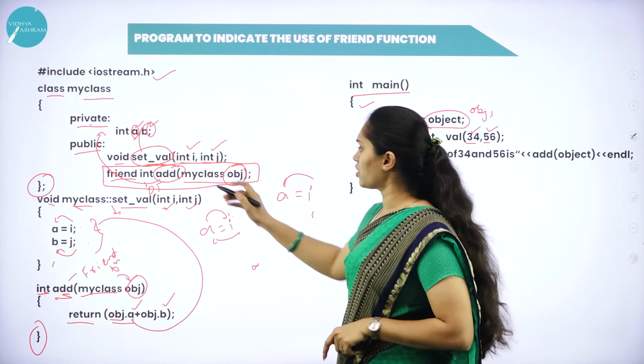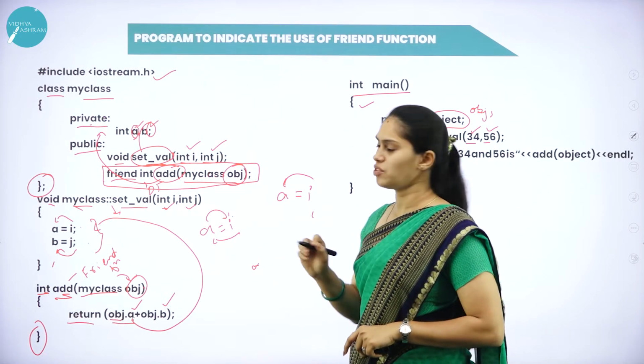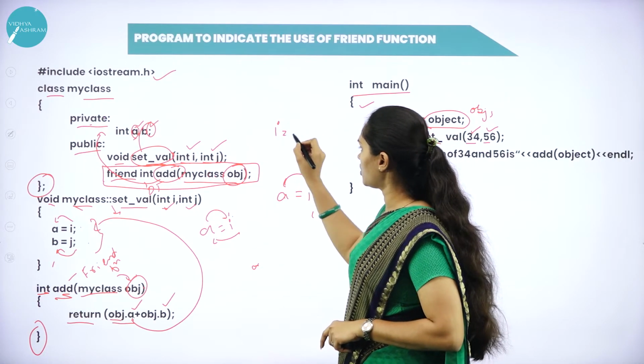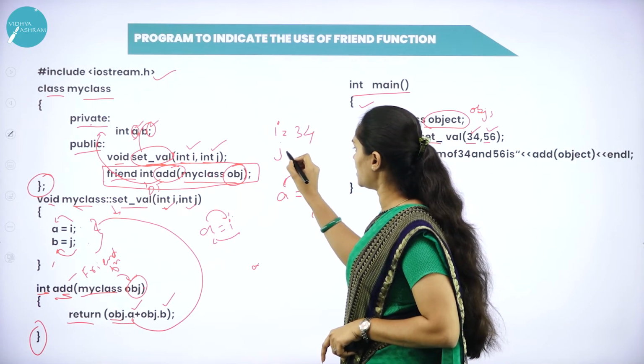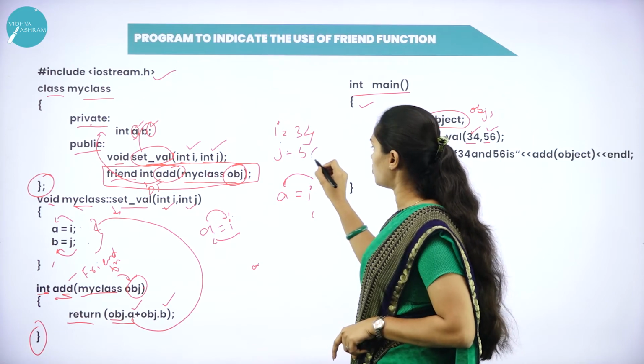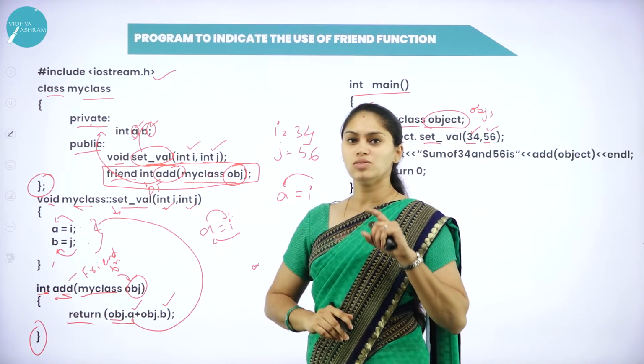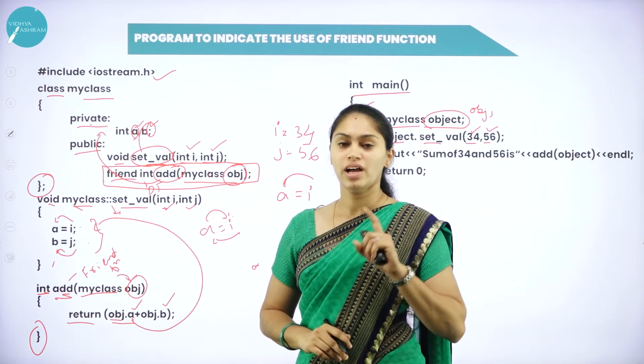What were the two arguments? i and j. So now you have to remember: what is the i value here? 34. And what is the j value? That is 56. What am I doing? I am assigning the values 34 and 56 to i and j.